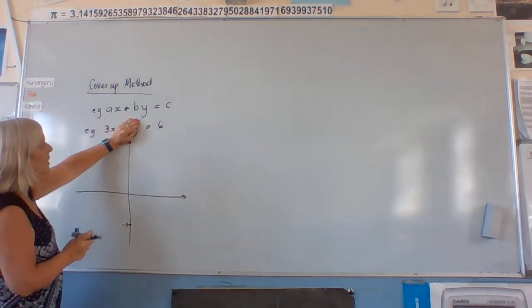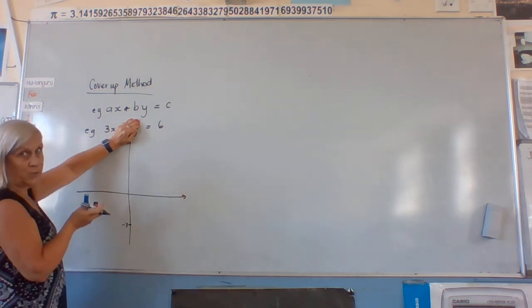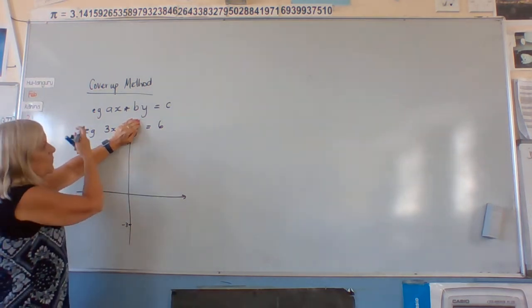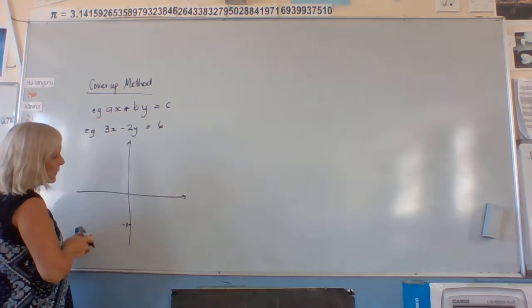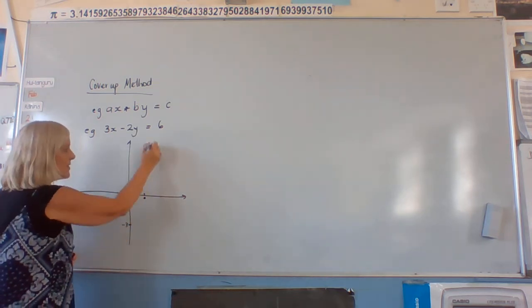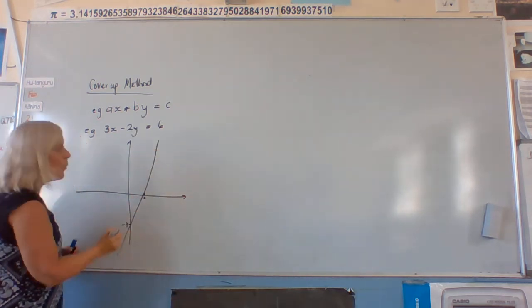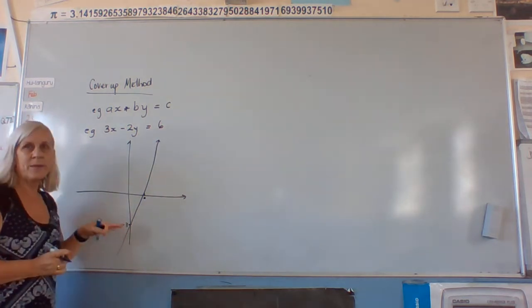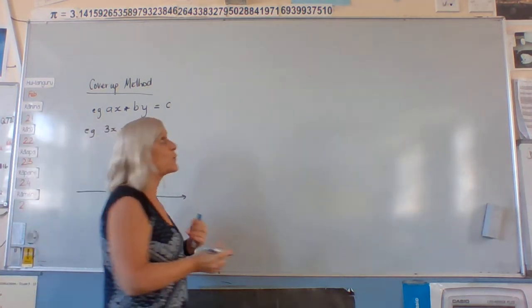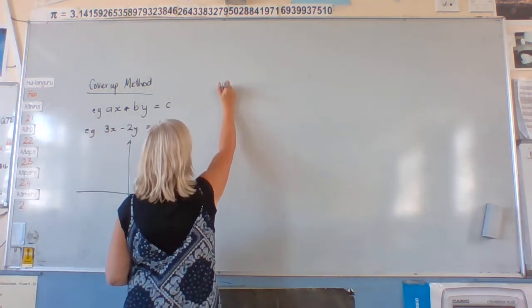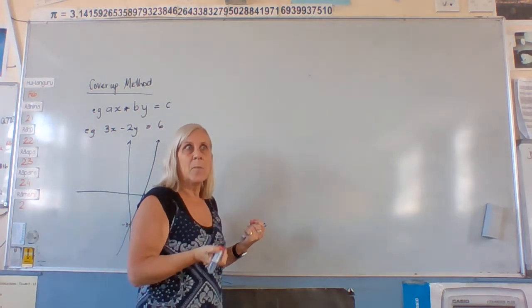Then I cover up the y, because now y is equal to 0. So 3 times what is 6? 2. So I go to 2, and then I join that up. So that's a different way of graphing, all right? And of course, the third way you can graph, if you know nothing else, is to actually plot points.